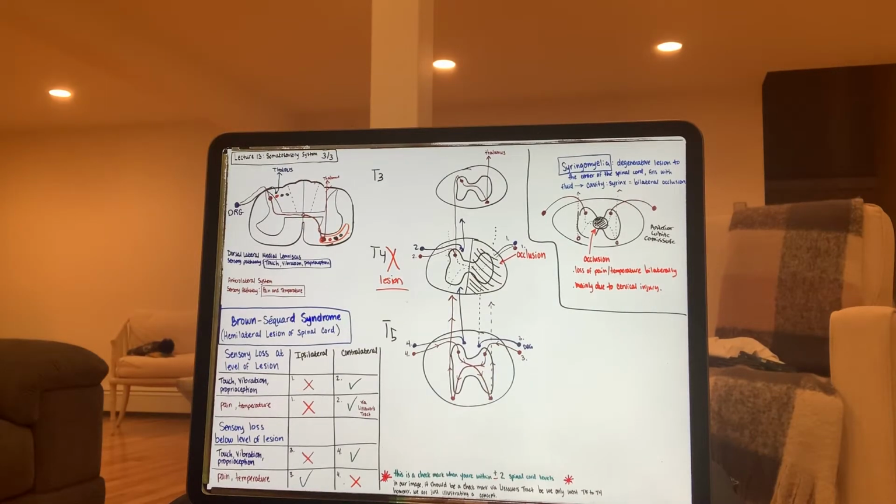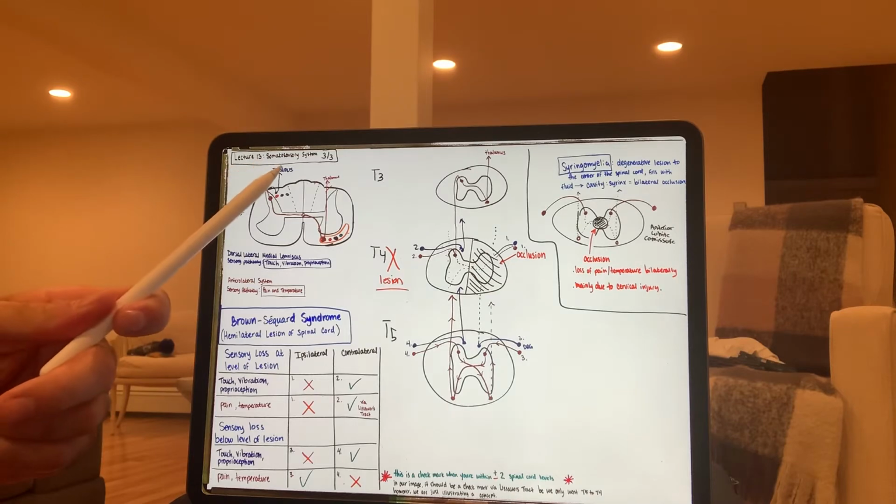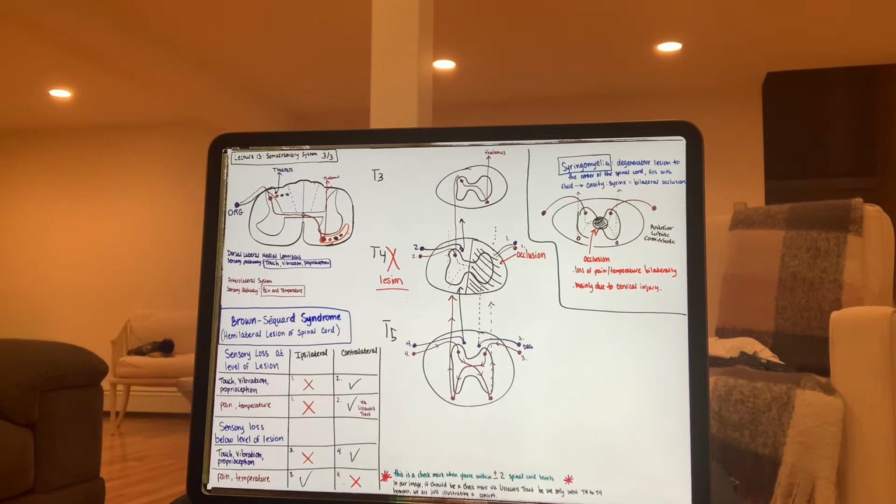And we're back. This is Lecture 13, Somatosensory System, 3 of 3. Get ready for the big finale. Here we go. We still have our picture here.